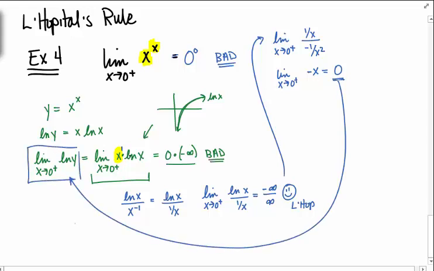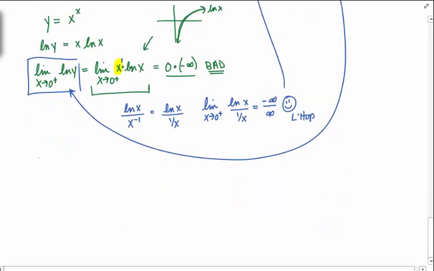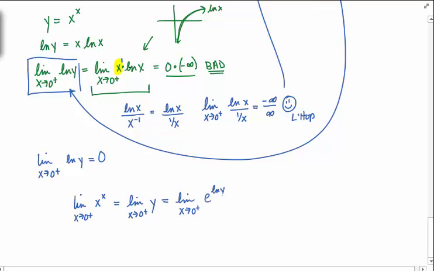Okay, so let's think about what we've just done here. We've just shown, and I'm going to move down a little bit to make things clear, that the limit as x approaches 0 from the right of the natural log of y equals 0. Okay, so let's go back to our original problem, which was the limit as x approaches 0 of x to the x, and we said we're going to call that the limit of y. All right, and then we're going to rewrite y in an equivalent form, and the equivalent form that I'm going to choose is going to be e to the natural log of y.